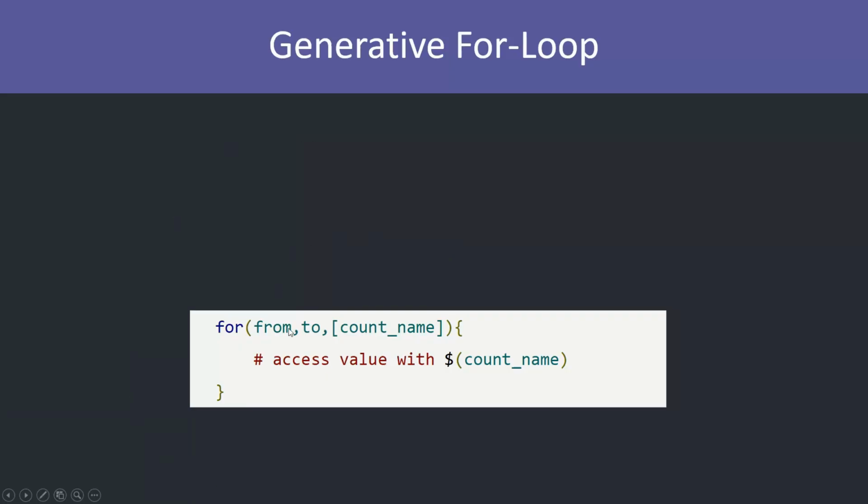The generative for loop is not just for file generation, but for generation in general. I called it generative because it is run when you compile it, so it just generates the MC function code and not a for loop inside of Minecraft. The syntax is relatively simple. You just say for, then we have some brackets, and inside of that two numbers, from and to, and that just defines the range of our counter.